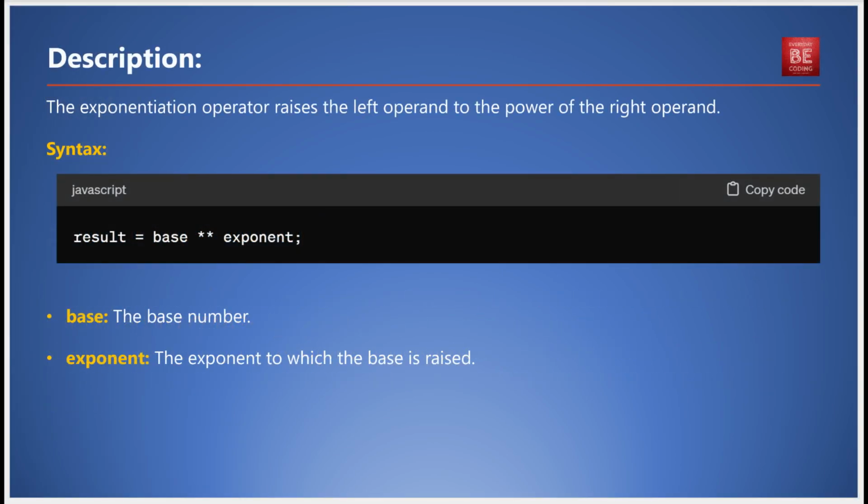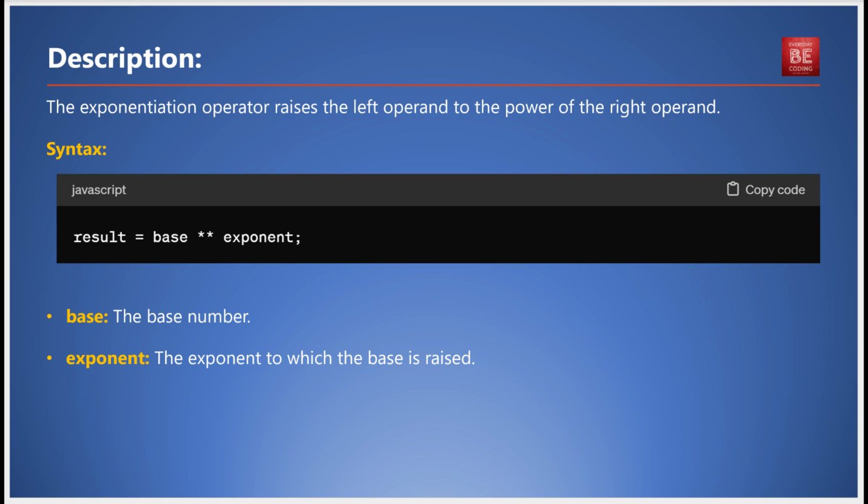First, to understand how this operator functions, it's important to grasp its basic syntax. The exponentiation operator is represented by two asterisks. It raises the left operand to the power of the right operand. Here's a simple example. If you have a base number, say 4, and want to raise it to the power of 3, you'd write it as 4 ** 3 in JavaScript.